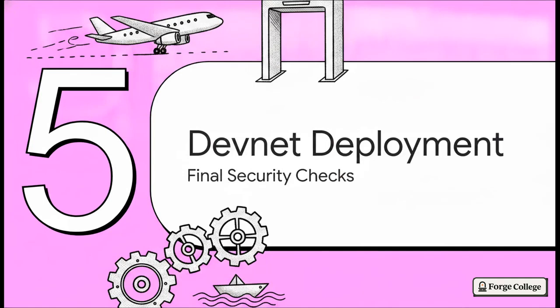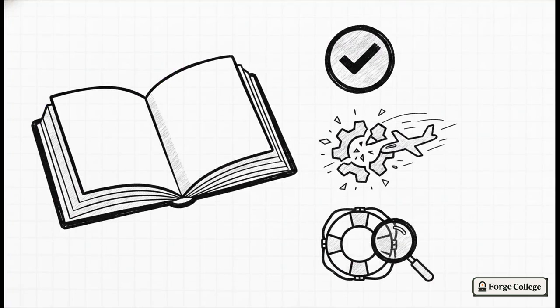All right, our final stop, Section 5, DevNet Deployment Checklist. Before we even think about taking off for mainnet, we have got to run through some final security checks at the gate. DevNet is where we actually prove that our architecture holds water. Consider this your DevNet survival guide.